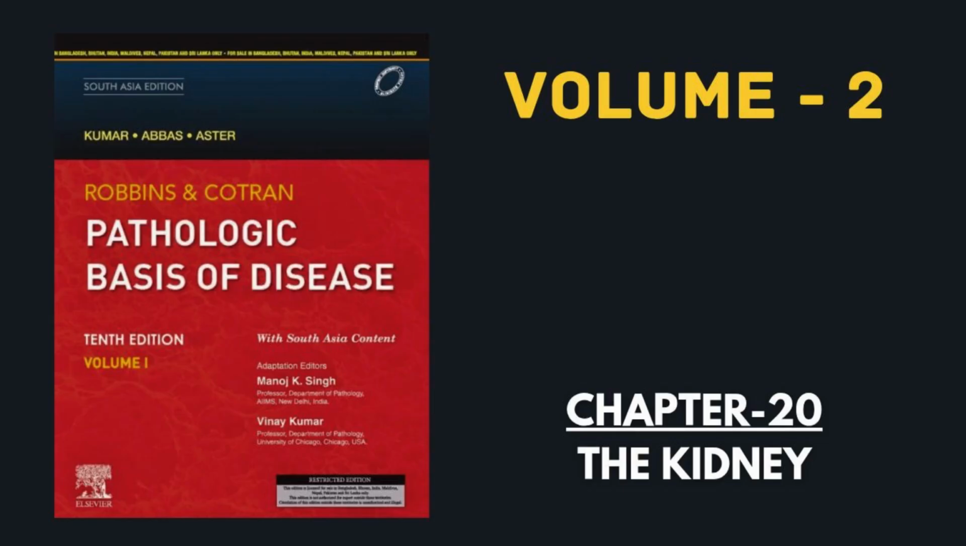Toxic injury is direct damage to the cells. It can be from endogenous things like myoglobin released during a massive muscle breakdown or hemoglobin from hemolysis. Or it can be from exogenous agents like certain antibiotics, some chemotherapies, or heavy metals.